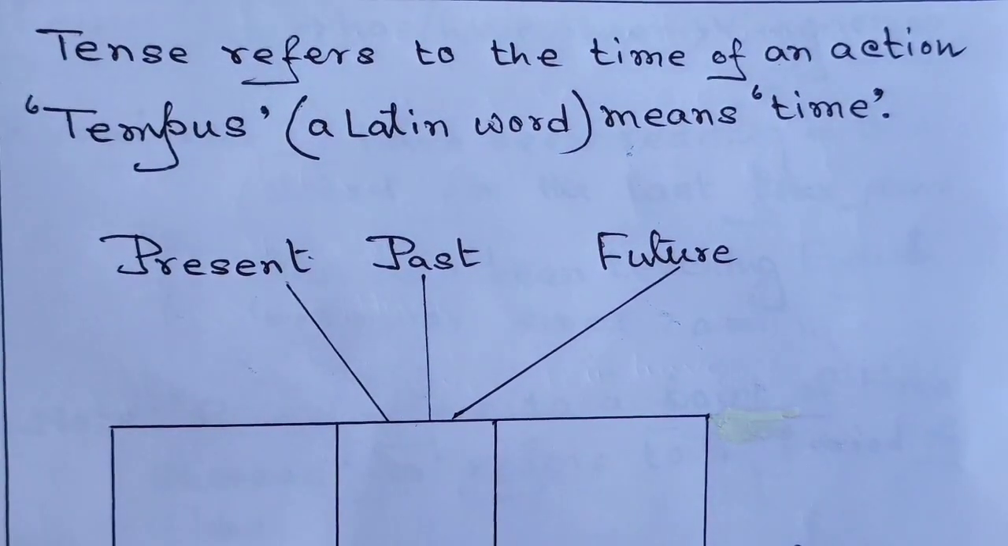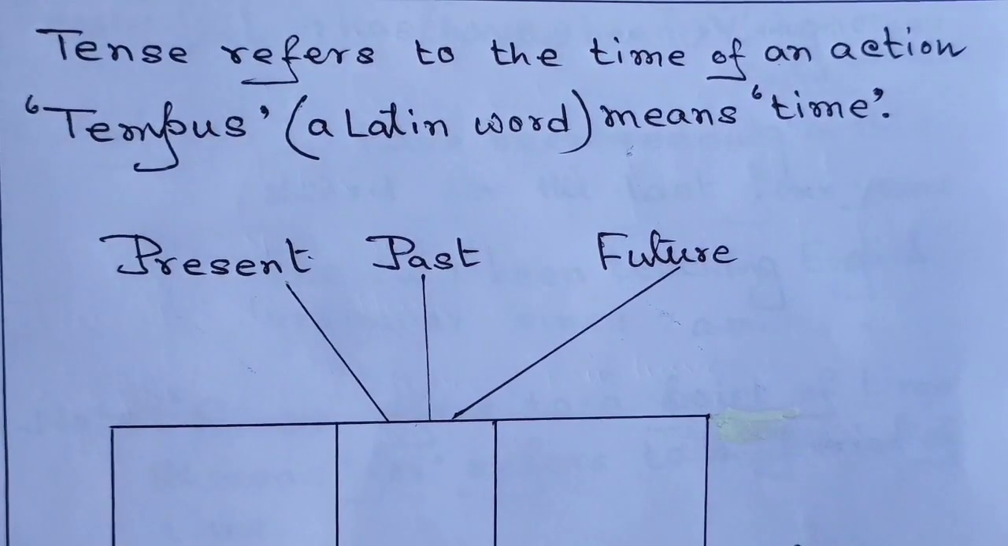Okay. Now the question is, what tense is? Tense refers to the time of an action. That means each and every action happens at a certain period of time, and that time is known as the tense. In fact, the word tense comes from the Latin word which is tempus, and it means time. So we can easily conclude time is tense, tense is time.